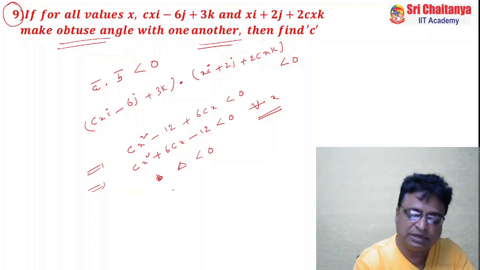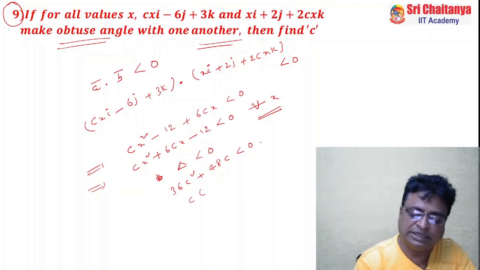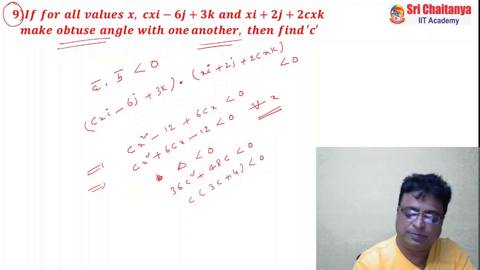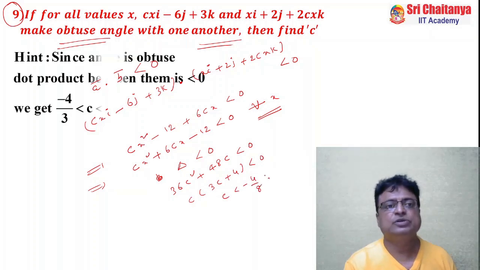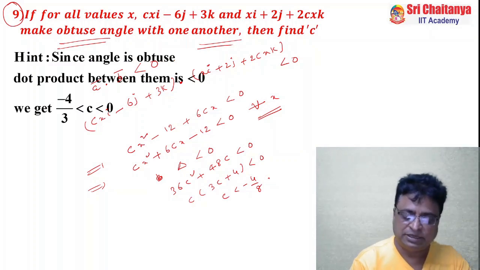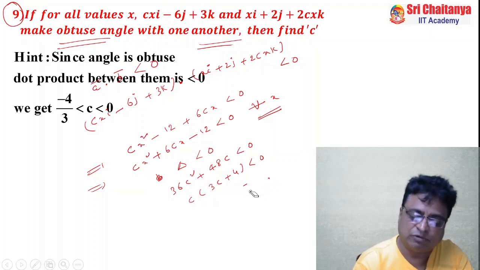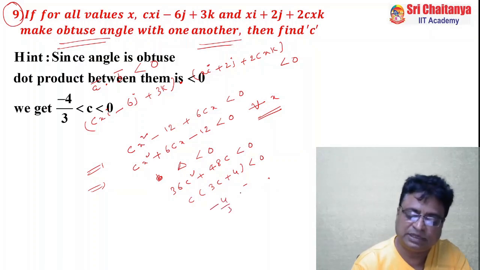What is the discriminant here? 36c square plus 48c less than 0. So after cancellation of c, I think at 12 it may cancel, so 3c plus 4 less than 0. So c less than minus 4 by 3. This should be the answer. And of course, my friends, I can write the answer like this: minus 4 by 3 less than c less than 0. This is the way to solve this problem.